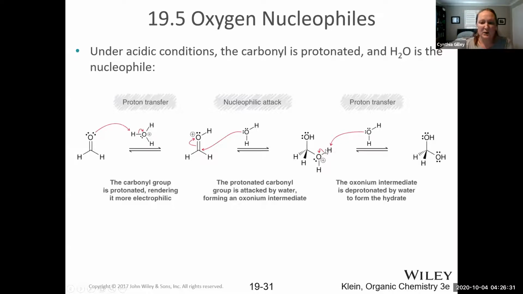Okay, so we still have a need to do a deprotonation or proton transfer to remove this proton to get the neutral hydrate product, right? So this reaction actually has 3 steps. We need an additional proton transfer because our nucleophile is neutral and contains 2 protons, and one of those must be removed in order to have a neutral oxygen in the product. Either way, the reaction is still reversible under both acidic and basic conditions.